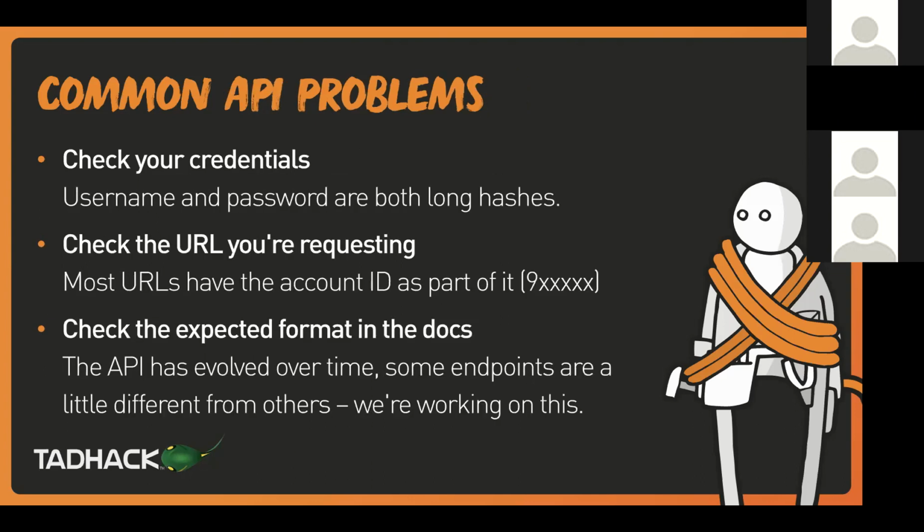Common issues with the API. Firstly, check the credentials. The portal username and password do not work for the API. They're separate credentials, and they're in your welcome email. Check the URL you're requesting. Most of the URLs have an account ID as part of the URL, so they all take the form of v3, then section, then the account number, then the function. The account number needs to be the number that's on your account.